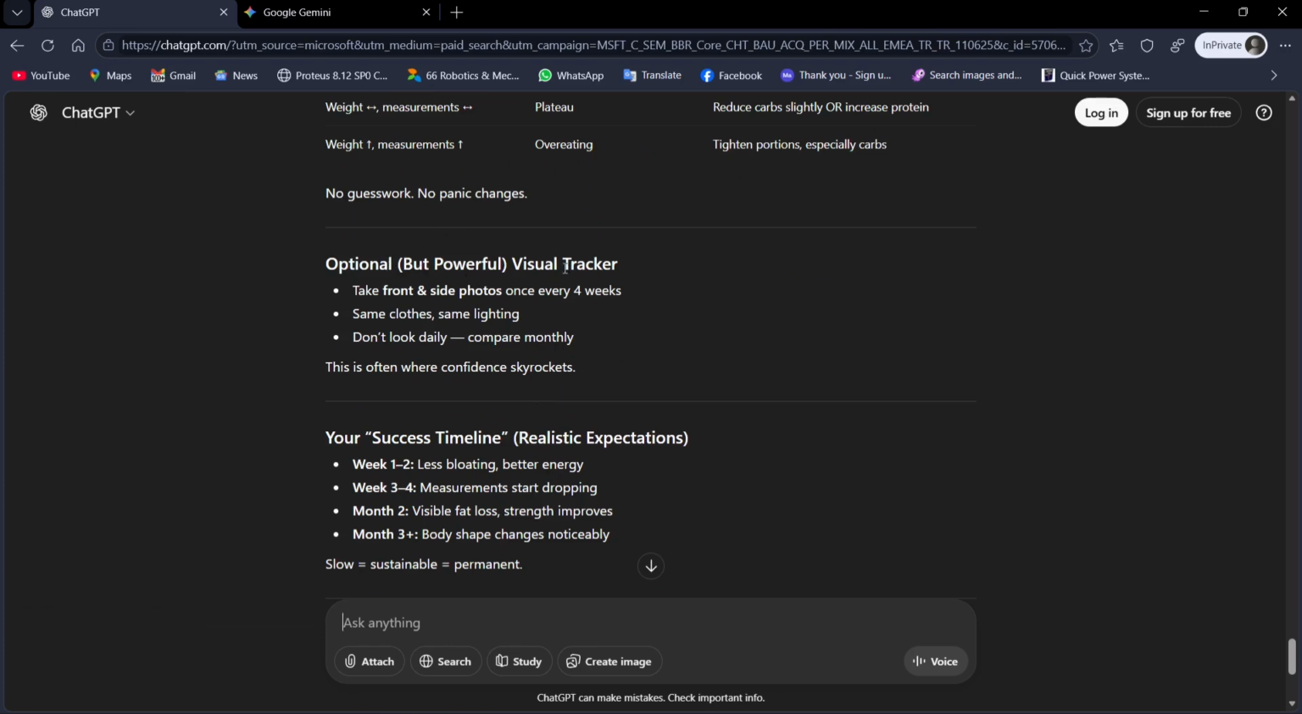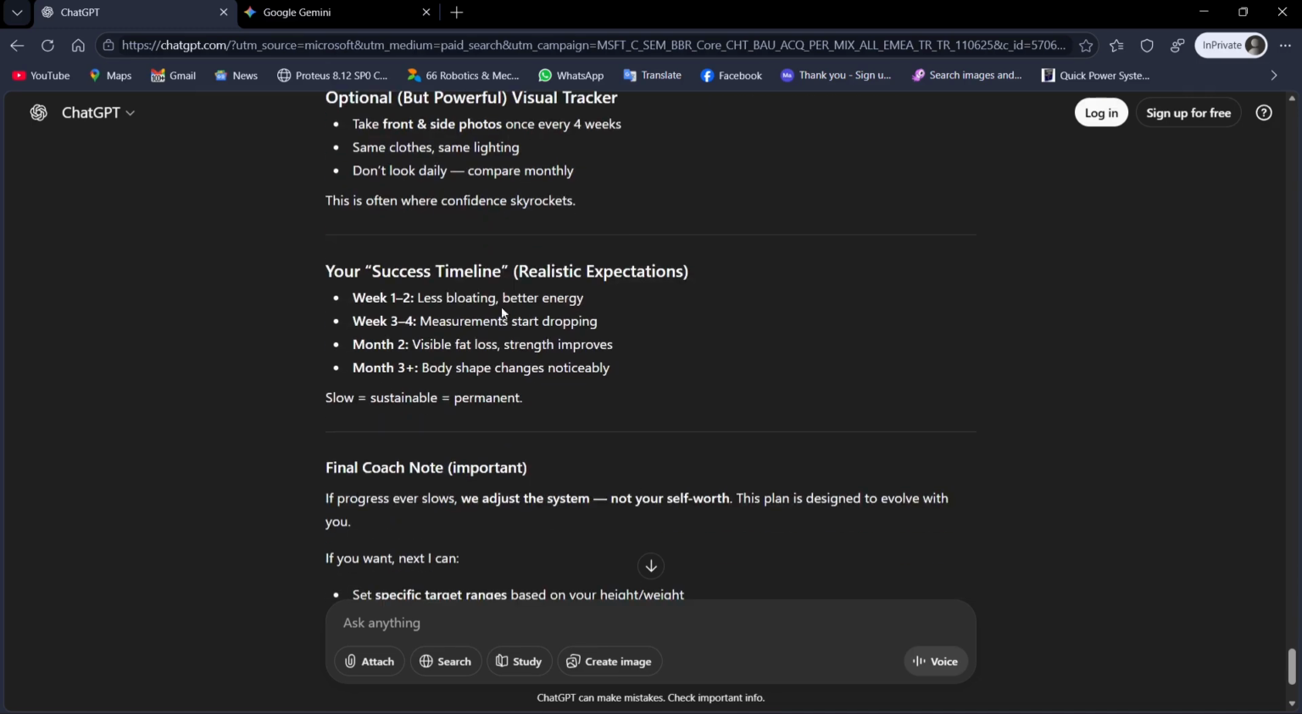Optional but powerful: visual tracker. Take front and side photos once every 4 weeks. Same clothes, same lighting. Don't look daily. Compare monthly. Your success timeline and realistic expectations. Week 1 to 2: less bloating, better energy. Week 3 to 4: measurements start dropping. Month 2: visible fat loss, strength improves. Month 3: body shape changes noticeably.